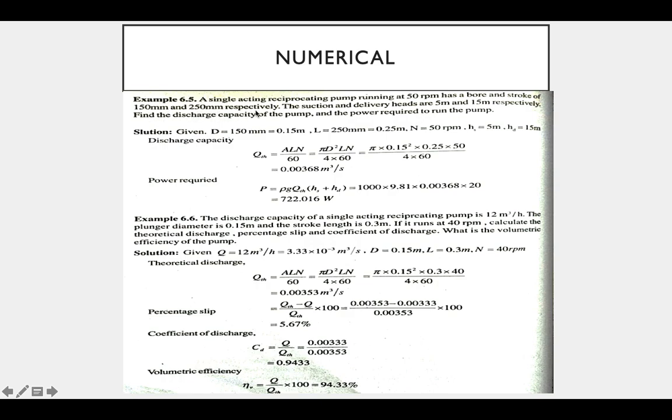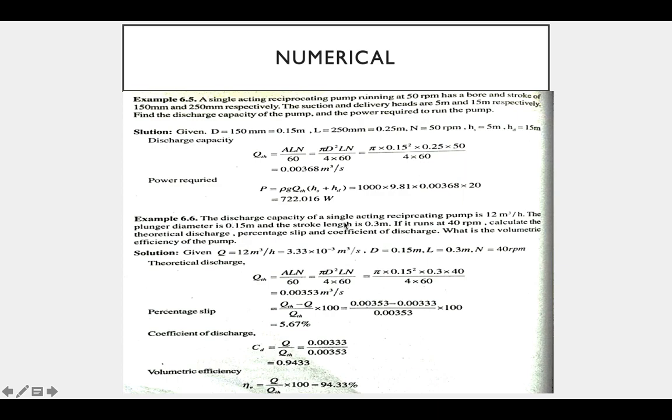So you can find out discharge. The suction and delivery heads are 5 meter and 15 meter respectively. Find the discharge capacity of the pump and power required to run the pump. So here discharge capacity, that is Q theoretical, is equal to LAN by 60. We have already seen the equation. A is pi by 4 d square, into L into N by 60. So you can substitute the bore diameter D and stroke length L, and you can find out theoretical discharge. Now power required is equal to rho g Q theoretical into HS plus HD. From this, power required can also be found out.